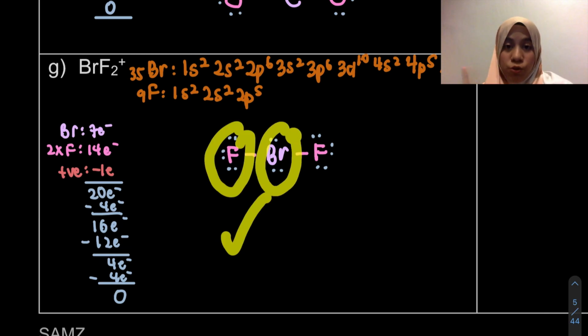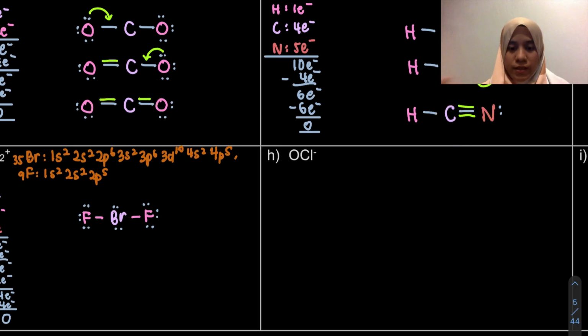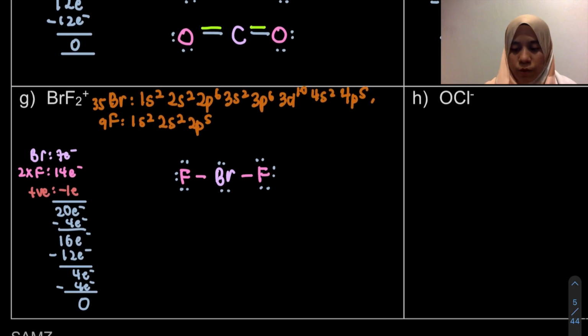So, bila octet, there's no need lah for you to draw double bond or triple bond. Dah memang dah capai octet, so no worries. Okay. Tapi, belum siap lagi. We have to add our positively charged. So, letaklah charge kat sini. Okay. So, that's the end of our Lewis structure for BrF₂⁺.